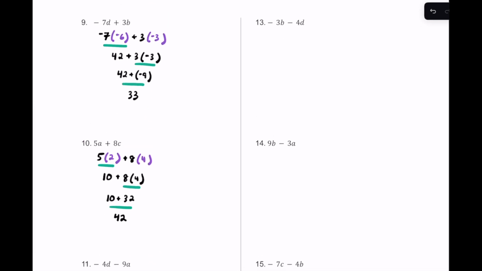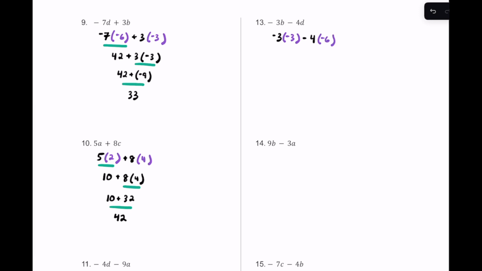For this one, we have negative 3b minus 4d. So it's going to be negative 3 multiplied by b. Now b here is negative 3. So we're going to have negative 3 times negative 3 minus 4 times whatever d is. Now d is negative 6. Let's go ahead and plug that in.